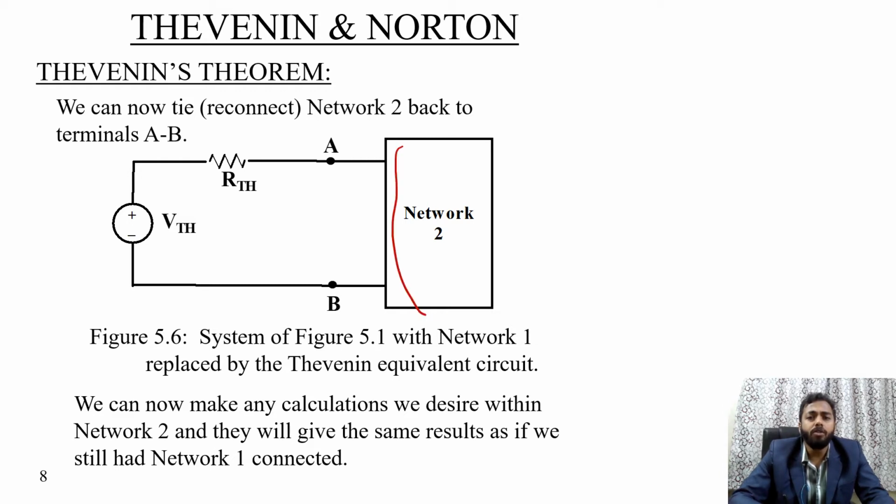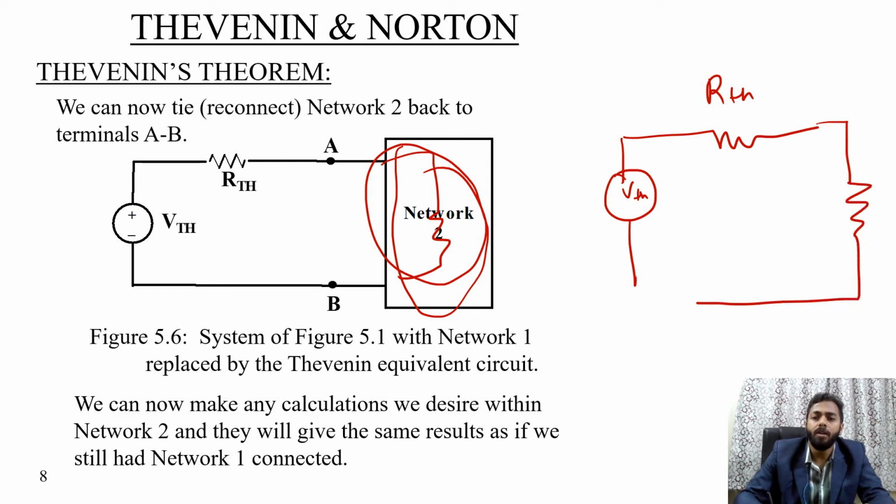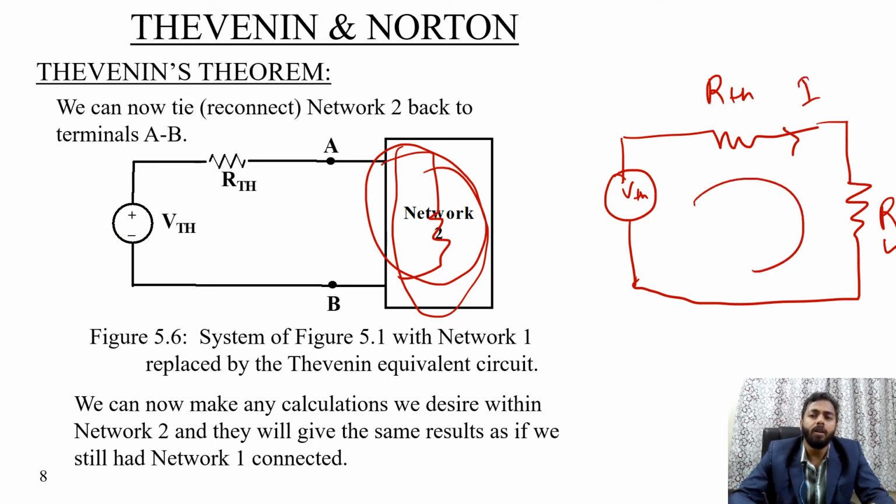Here, tie network 2 means we are connecting the load again. Let us assume this is a load, so this is the Thevenin's voltage VTH, and this is the Thevenin's resistance we calculated already. This is the load across the network 2, RL. So now you can find out the current in this circuit by applying the KVL. Here we can make any calculation we desire within the network 2, and it will give the same result as if we still had the network 1 connection.